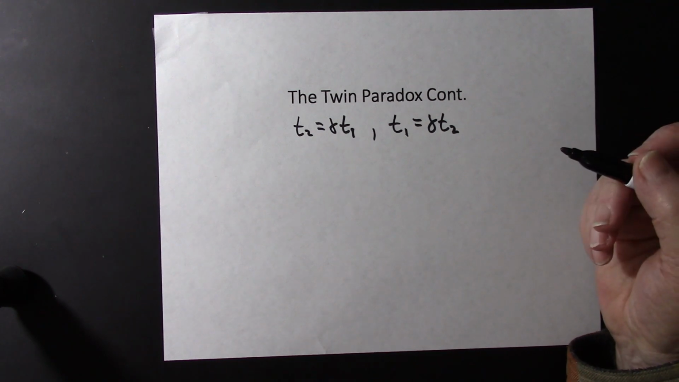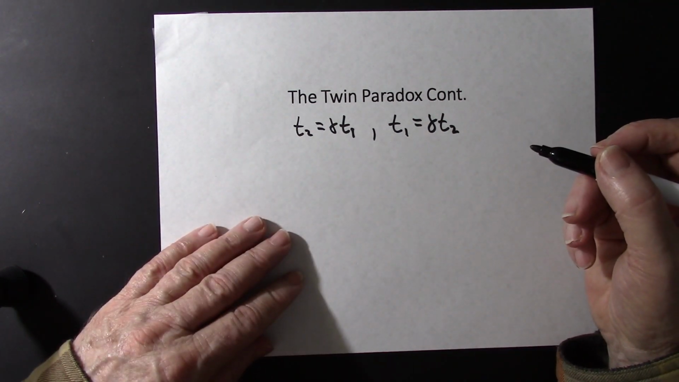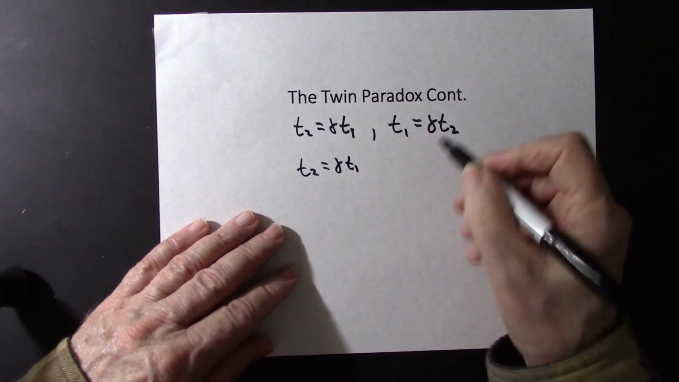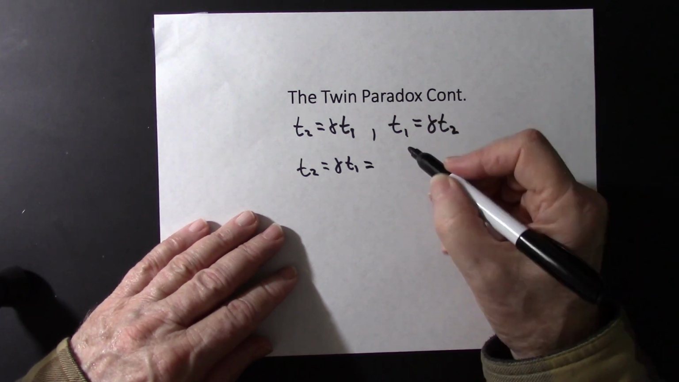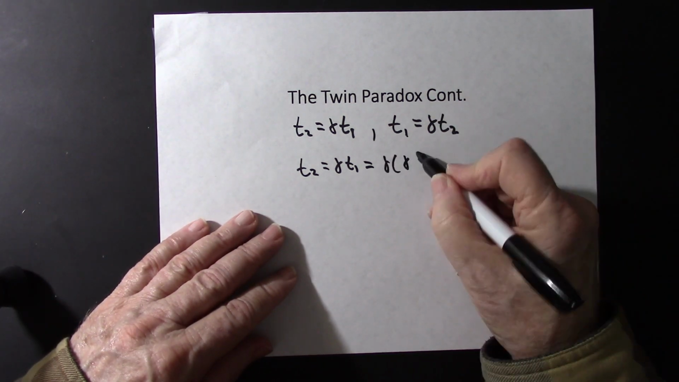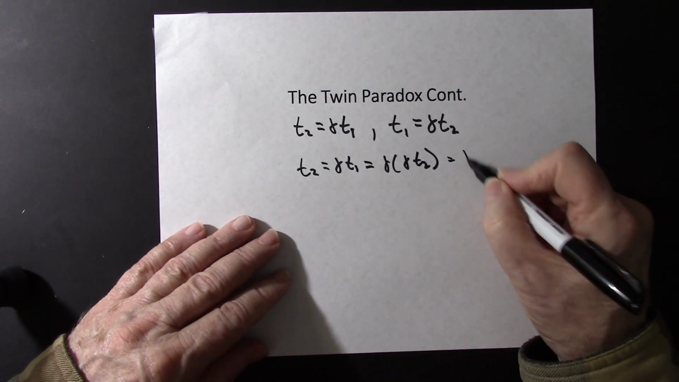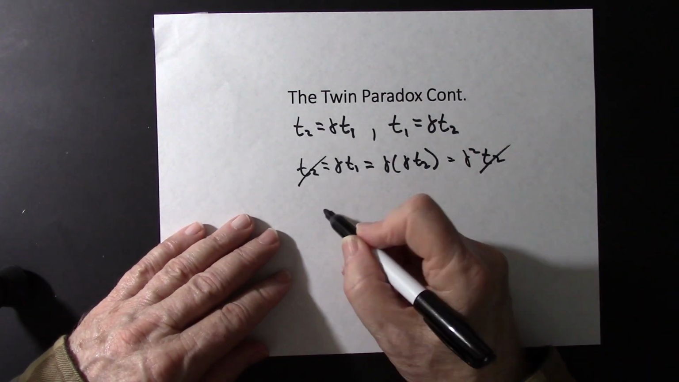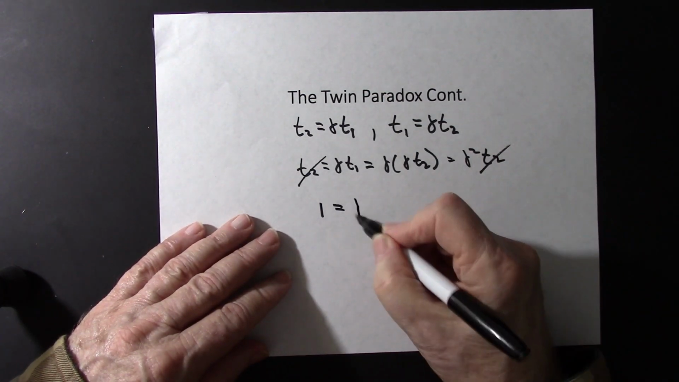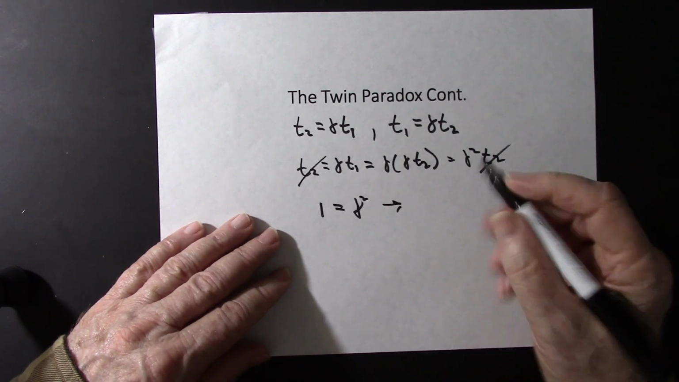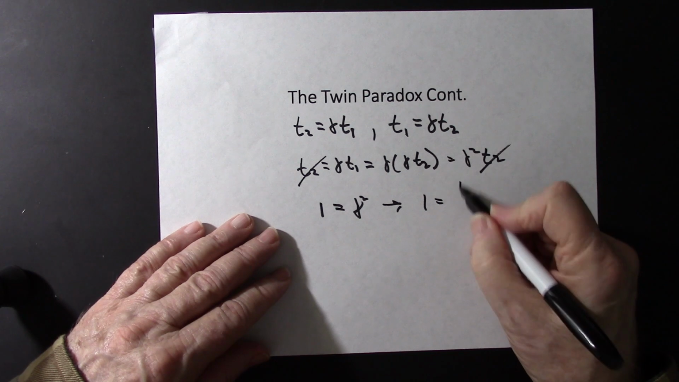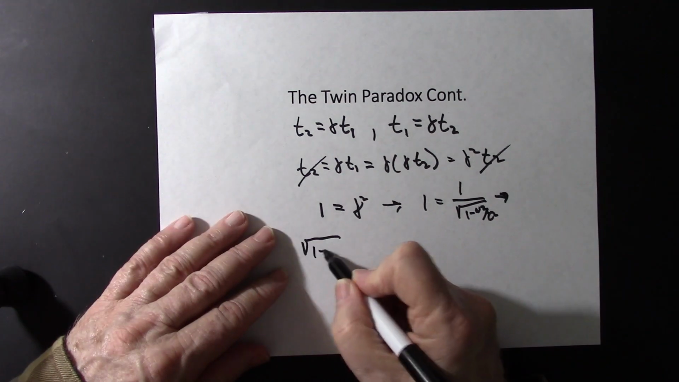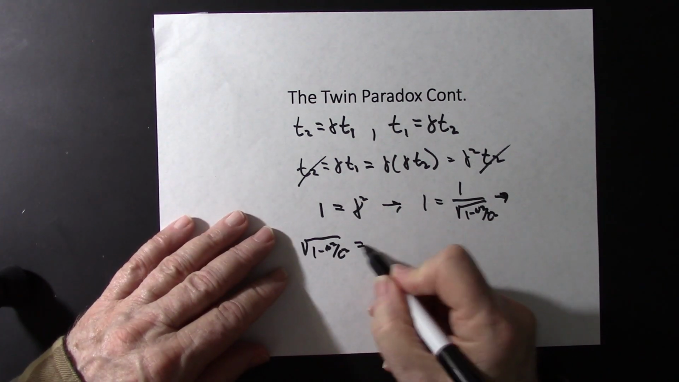These two formulas are equal. We have two equations and two unknowns, so we can solve and see what we get. We would have T2 is equal to gamma T1, but we know what T1 is. That would be equal to gamma times gamma T2. This becomes gamma squared T2. Well, we can cancel on both sides of the equation here, and we would get 1 is equal to gamma squared. Oh, what's gamma squared? That implies that 1 is equal to 1 over the square root of 1 minus v squared over c squared, which we can write as the square root of 1 minus v squared over c squared is equal to 1.